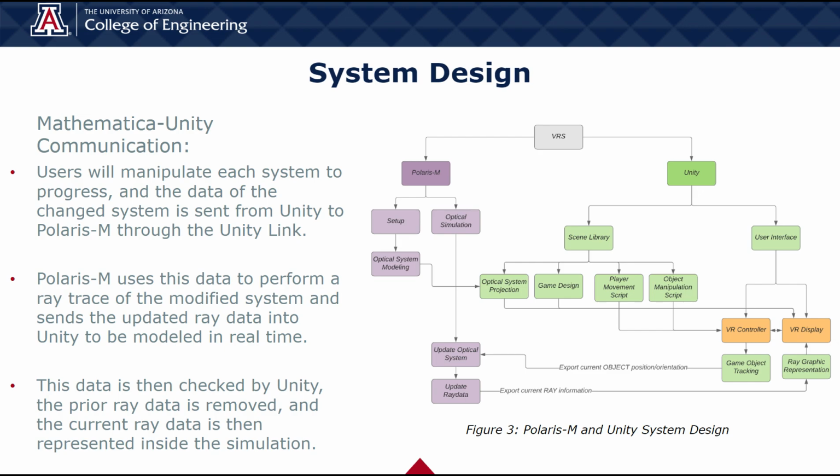Each scenario is first modeled in Polaris M and loaded into Unity. Users can manipulate the Unity optical systems using a VR controller. When a user has finished editing optical systems, the updated position and orientation data is sent from Unity to Polaris M through the Unity Link. The resulting system is then modeled and a new ray trace is performed inside of Polaris M. This ray data is then sent back into Unity for rendering.